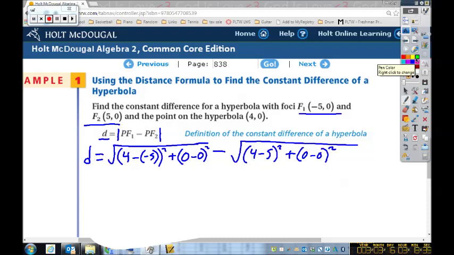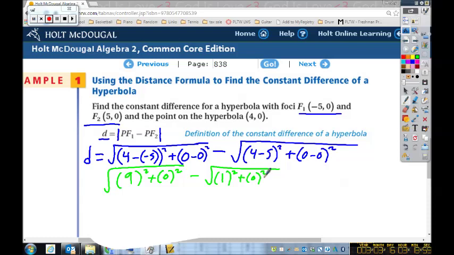Well, 4 minus negative 5 is the same thing as 4 plus 5. 4 plus 5 is 9. So I have 9 squared plus 0 squared, of course under a square root. Minus 4 minus 5 is 1 squared plus 0 squared. And of course, the zeros just go away. I don't really need those. So I have 9 squared, and then I'm taking the square root.